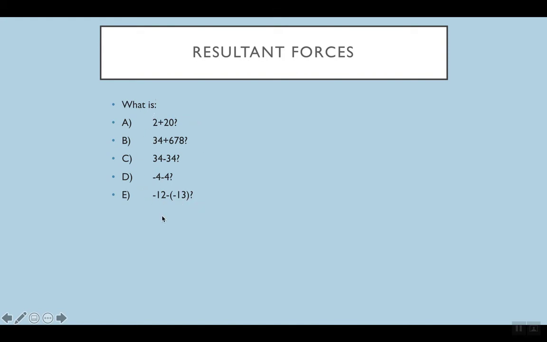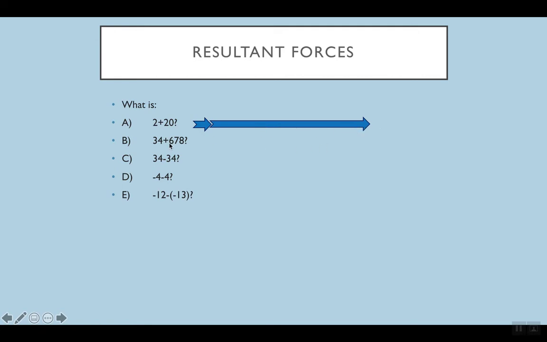Now we've got 5 different things here to do. So obviously, if you've got 2 plus 20, we know what that's going to be. It's going to be 22. But we can represent these. If these are forces, so this is 2 newtons and 20 newtons, and we can describe these with our arrows, and then a scale drawing, so we normally have plus going towards the right hand side.